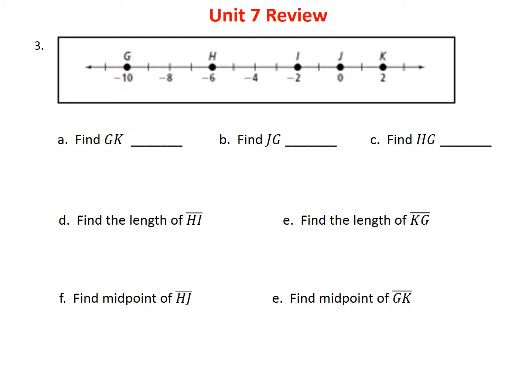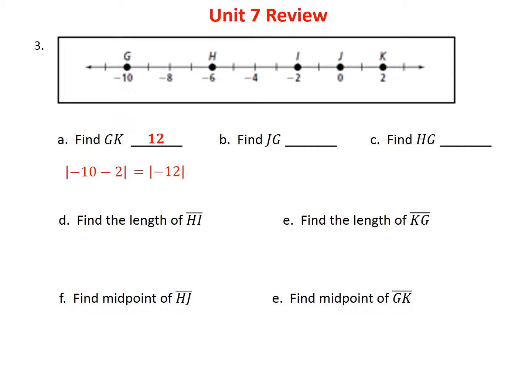In problem 3, we're asked to find the distance or the length of a line segment. This is the same as finding the distance between the 2 points on a number line. Remember that distance is always positive. So mathematically, we would subtract the 2 points and take the absolute value. In this case, G is minus 10 and K is 2. So if I take minus 10 and subtract 2, I get minus 12, but the absolute value, because it's distance, is going to be 12.